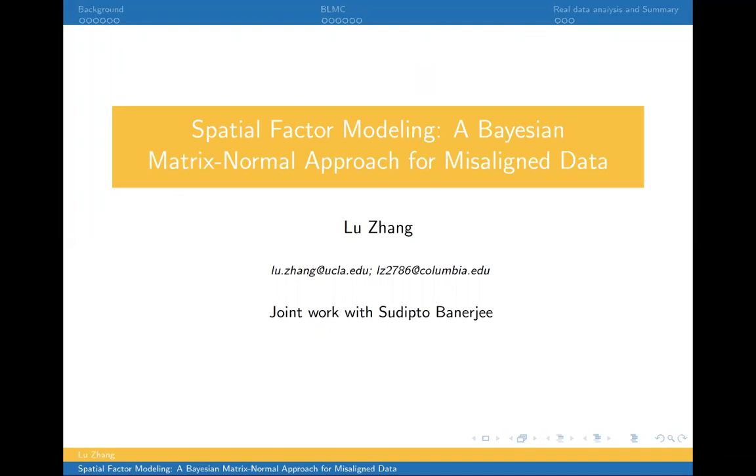The topic is spatial factor modeling, a Bayesian matrix normal approach for misaligned data. This is a joint work with my PhD advisor, Sudipto Banerjee.